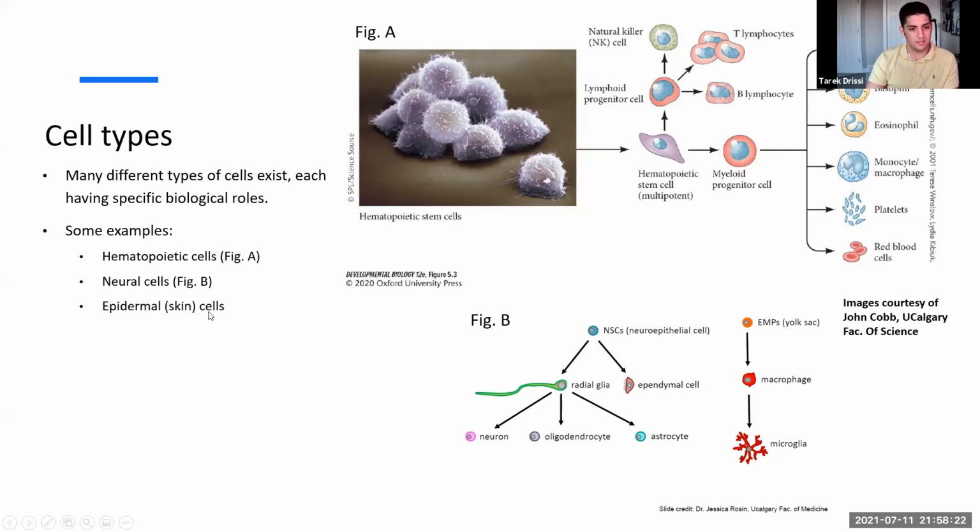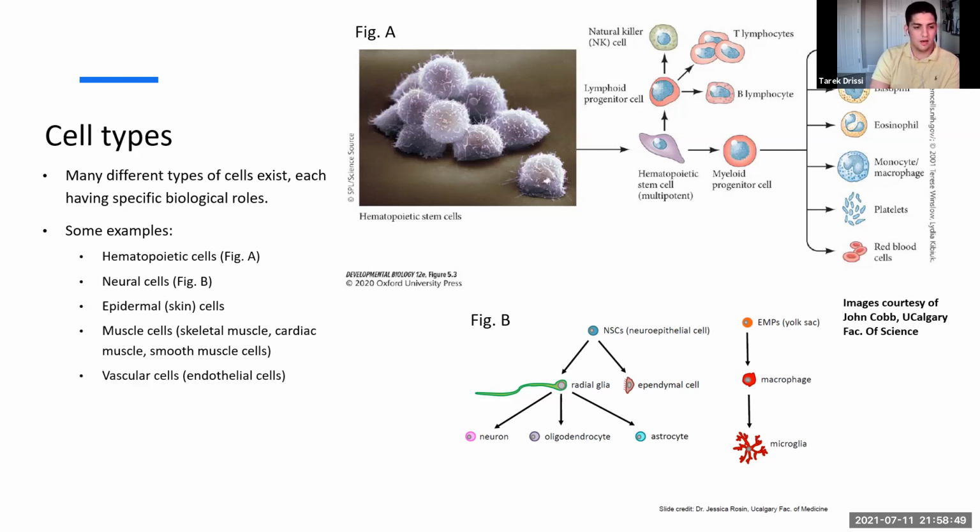Some other cell types are epidermal or skin cells. Muscle cells, there's three types: skeletal muscle, which is connected to your bones, like your bicep, your quadriceps. Cardiac muscle is the muscle in your heart. And smooth muscle cells surround your endothelia. So that would be the cells that allow your veins and vessels to contract to increase and decrease blood flow. Speaking of blood flow, we have vascular cells as well, also known as endothelial cells, and many others. So those are just a few. It would be an endless list if I could list them all.